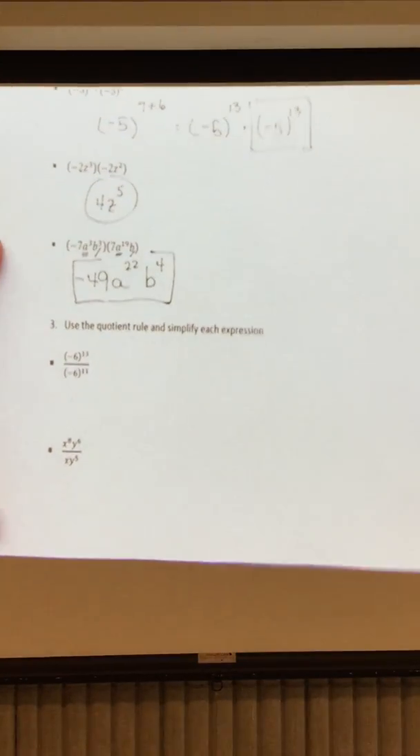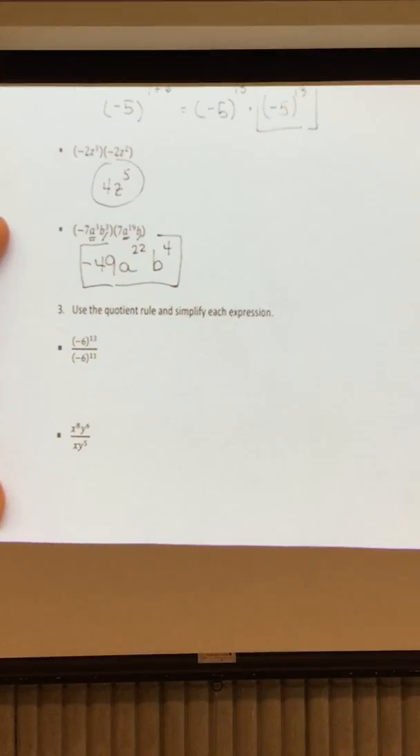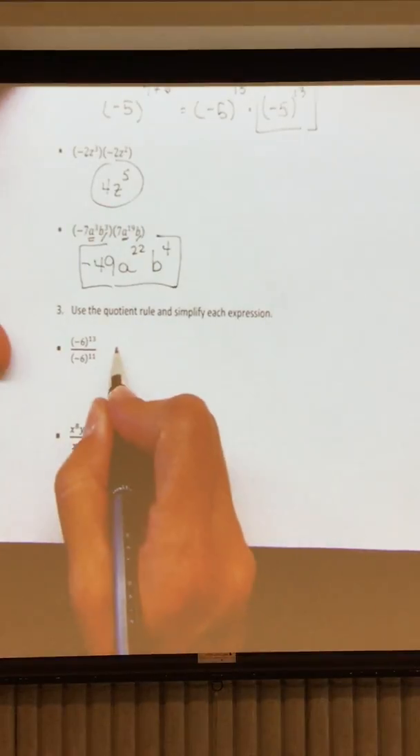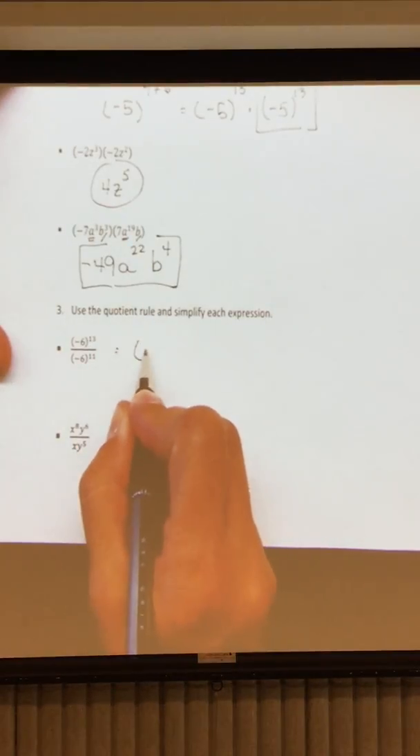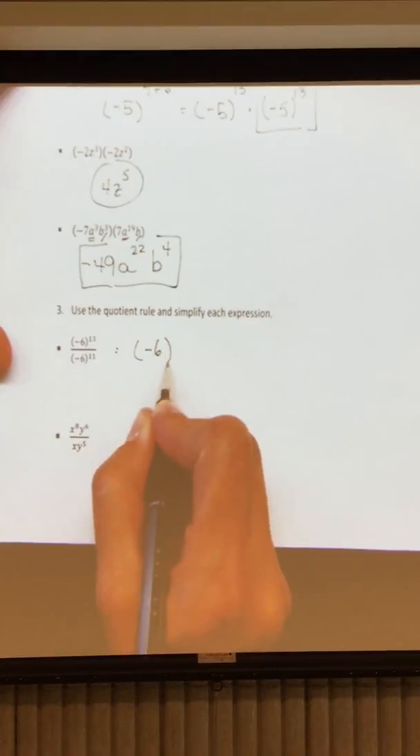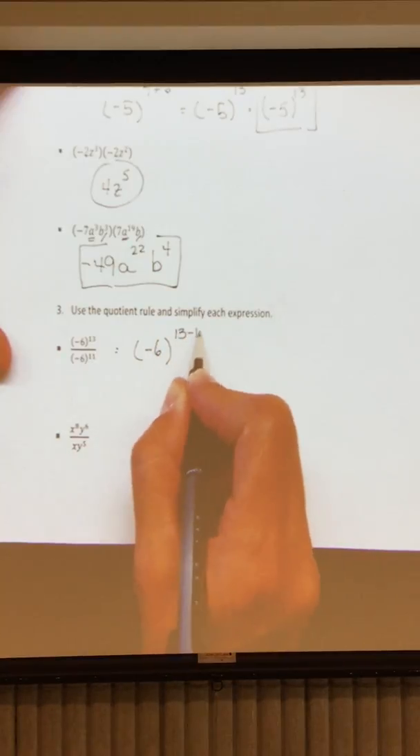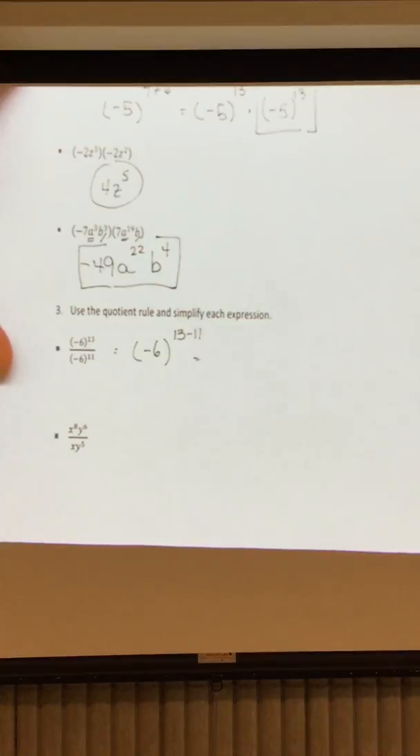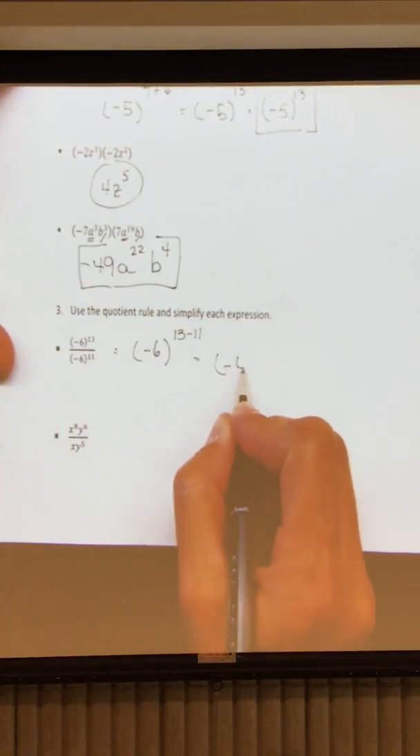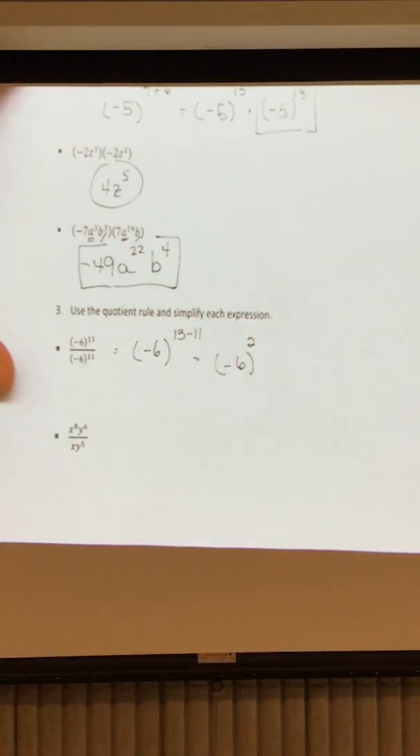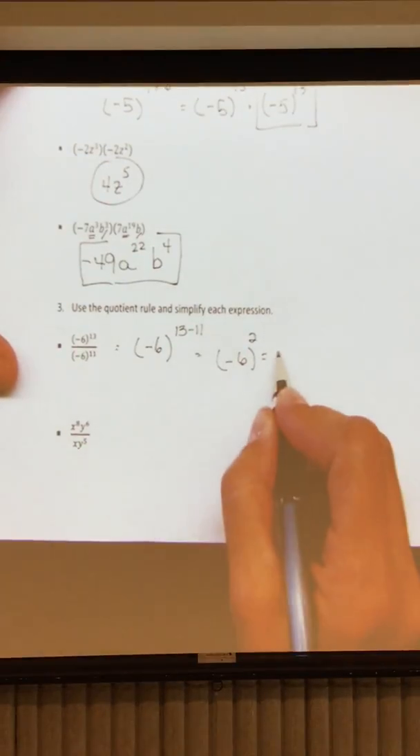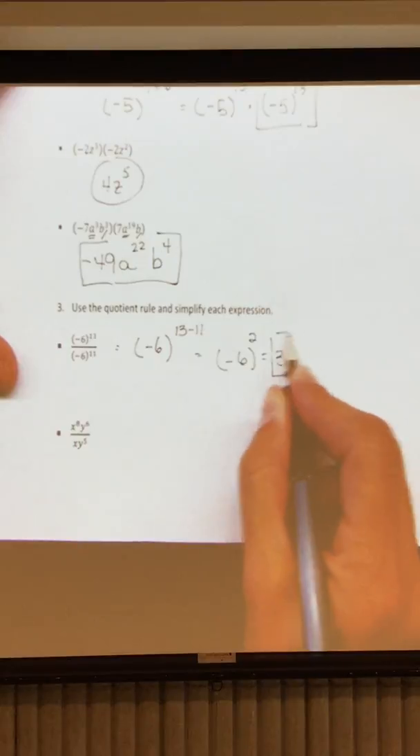Using the quotient rule for number 3, again, the quotient rule tells us that we subtract the degrees. So we're subtracting the degrees here. We have negative 6, and 13 minus 11 is equal to 2. So negative 6 to the 2nd power is equal to negative 6 times negative 6, which is 36.